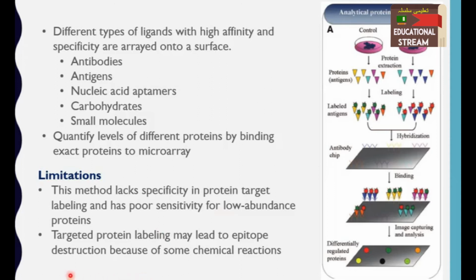The second limitation is that the targeted protein labeling may lead to the epitope destruction. Epitope is the site with which it will make interaction with the antibody or the molecule which is captured on the chip. So target protein labeling may lead to the epitope destruction because some of the chemical reactions may alter the surface of the protein or the target proteins.